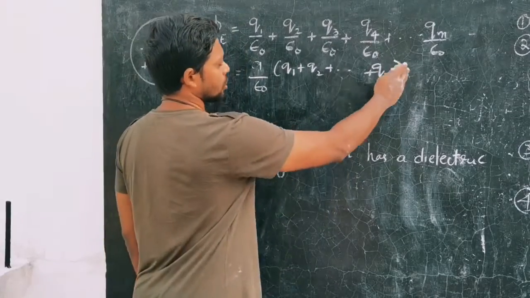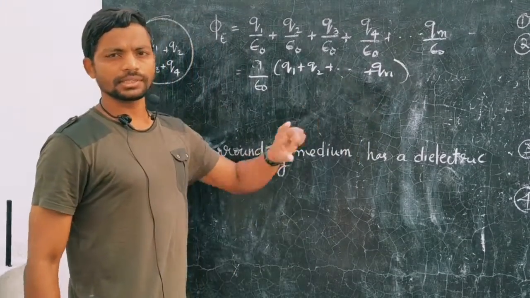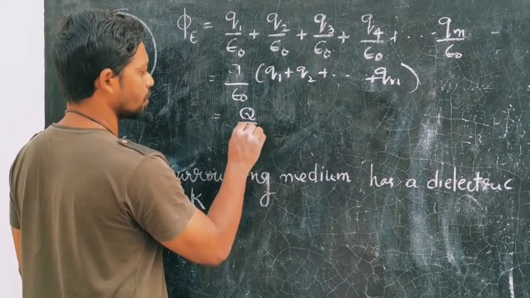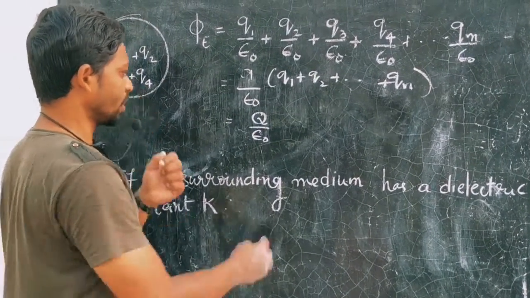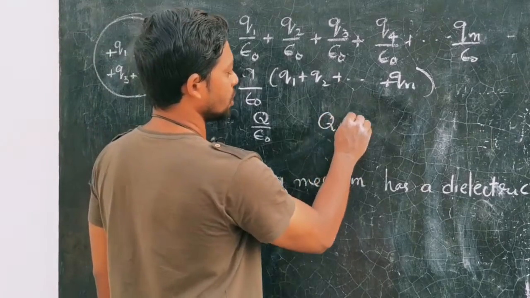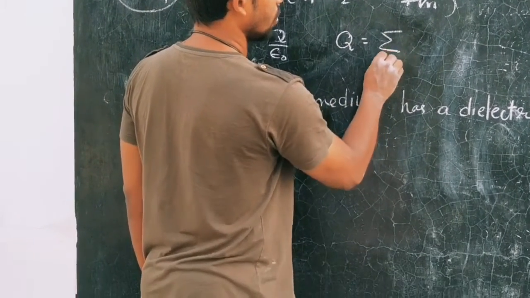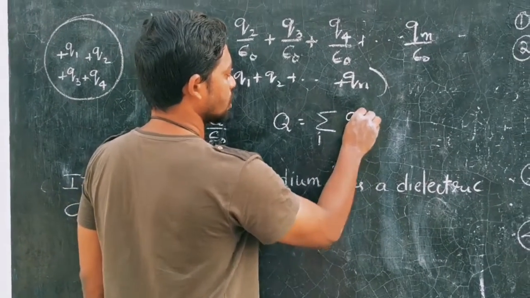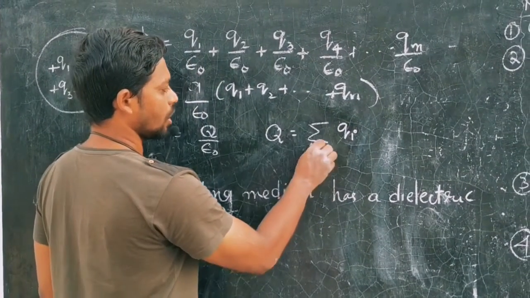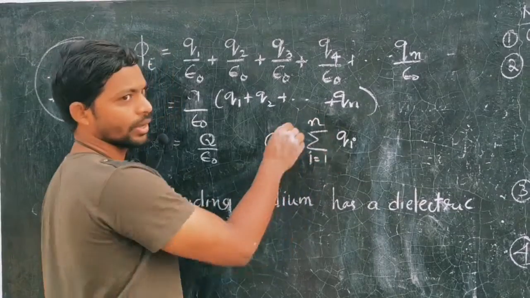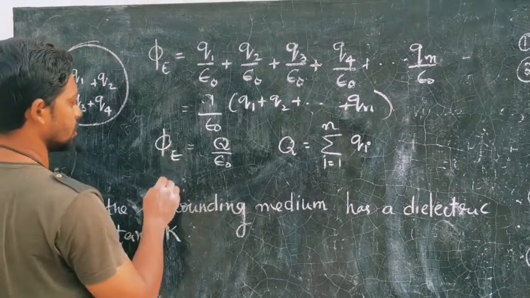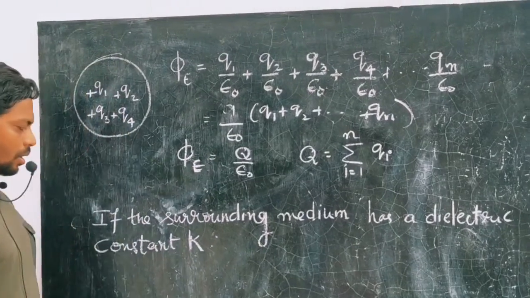So this is the total of all these charges. Let us call it capital Q, then the flux can be written as Q by epsilon naught, where Q is given by Q equal to sigma of Qi, where i goes from 1 to n. So this is the flux you can use.